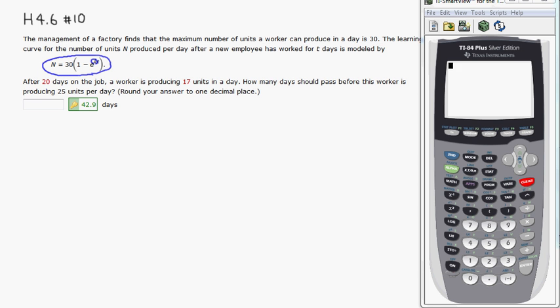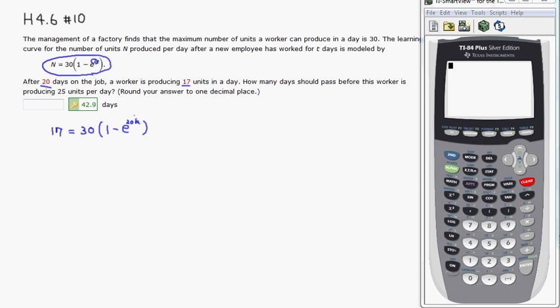It says after 20 days, so that will be the t value, and the worker producing 17 units, so that will be the n value. So you can see that n, 17, is equal to 30 times quantity 1 minus e to the kt. T is 20, so I'll write it as 20k. That's the equation that we need to solve first.